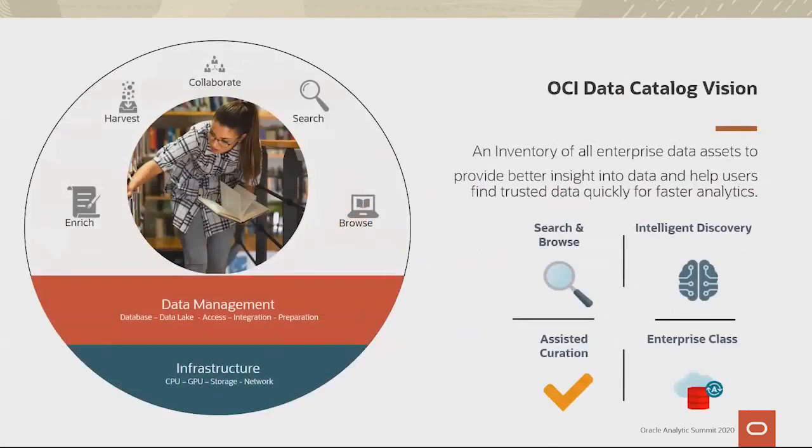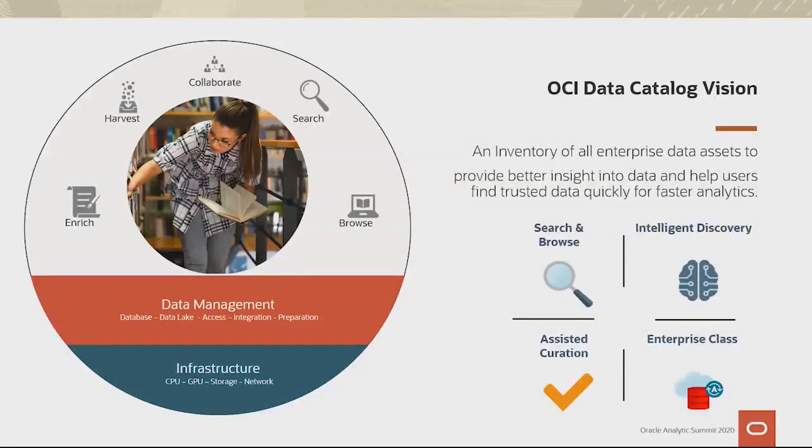Now, what is our vision from a data catalog perspective? Data catalog is a metadata management solution, and it provides you an inventory of all enterprise data assets, right? We want to make sure that you have a single view where you can go and find data. And what does it do for you? It provides better insight into data, right? An end-to-end view, all different aspects of data from technical, business and operational perspectives, and helps users find trusted data quickly. That way they can spend less time on finding and preparing and more time on analyzing data.